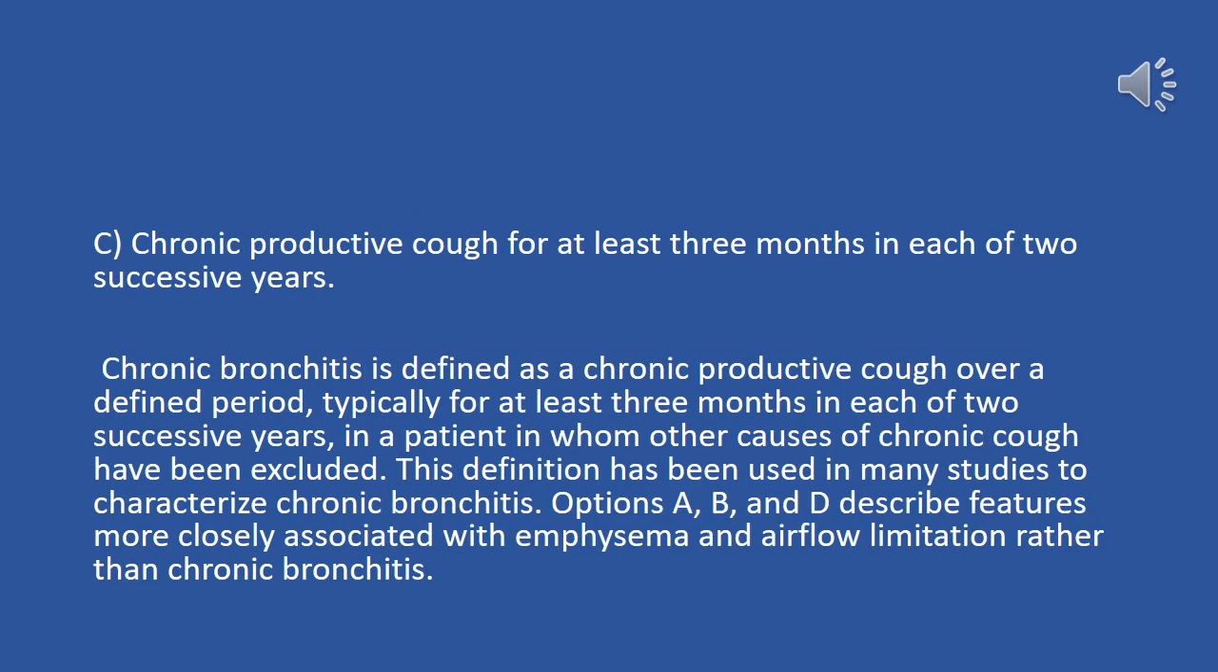C. Chronic productive cough for at least 3 months in each of 2 successive years. Chronic bronchitis is defined as a chronic productive cough over a defined period, typically for at least 3 months in each of 2 successive years, in a patient in whom other causes of chronic cough have been excluded. This definition has been used in many studies to characterize chronic bronchitis. Options A, B, and D describe features more closely associated with emphysema and airflow limitation rather than chronic bronchitis.